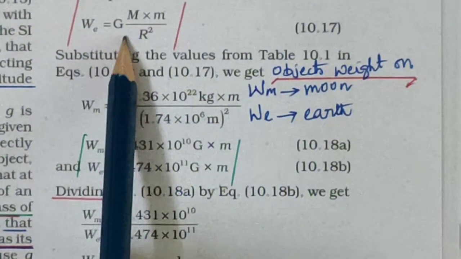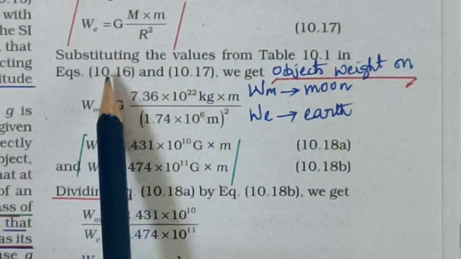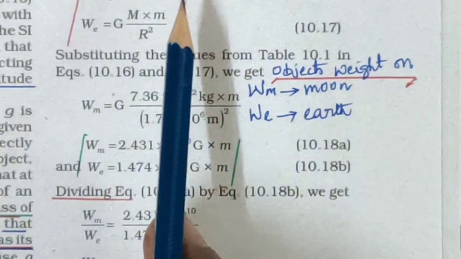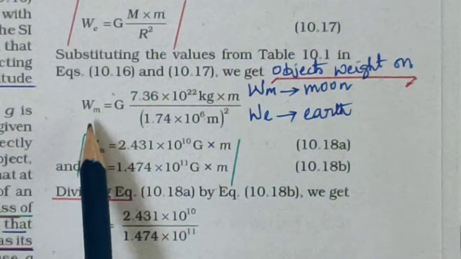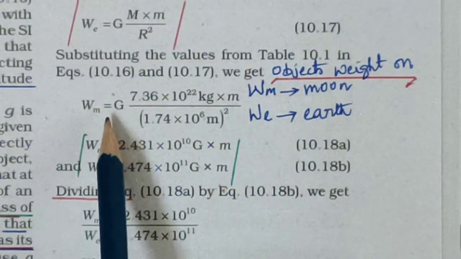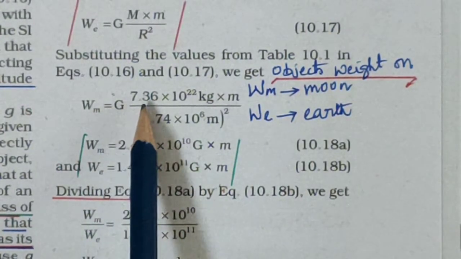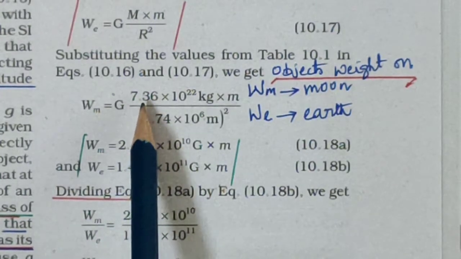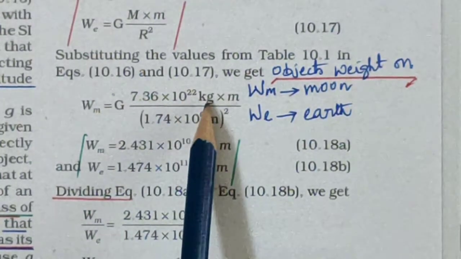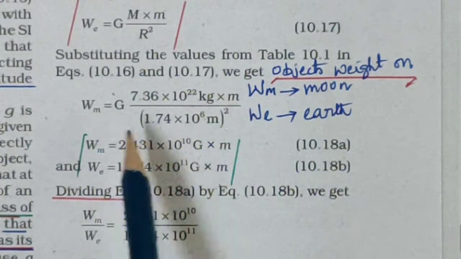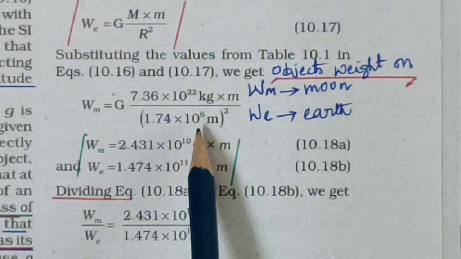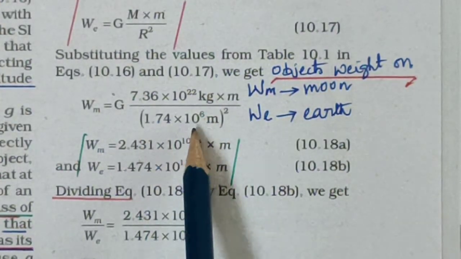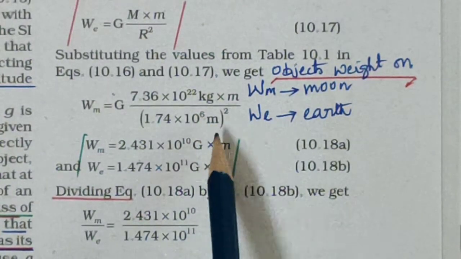Wm is equal to G into M divided by R square. Substituting the values given in the table, Wm is equal to G into 7.36 into 10 to the power of 22 kg, that is the mass of the moon, divided by the radius of the moon, which is 1.74 into 10 to the power of 6 meters, the whole square.